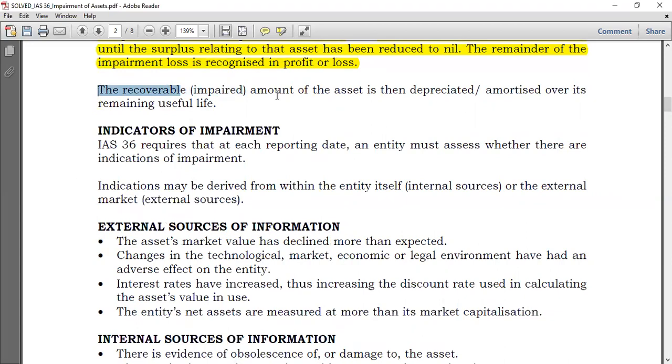So the recoverable amount of the asset is then depreciated or amortized over its remaining useful life. Let's say you have impaired the asset already, and you have your figure. If the asset was previously having 7 years remaining, you just proceed as normal. You just continue depreciating it just like that. Actually, this last sentence here is obvious. I didn't have to put it here.